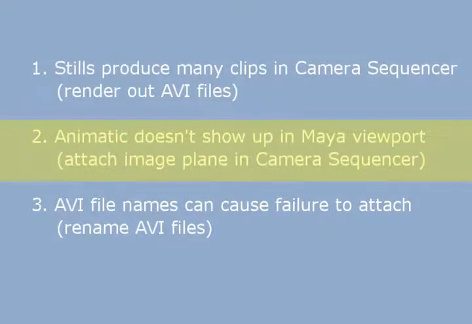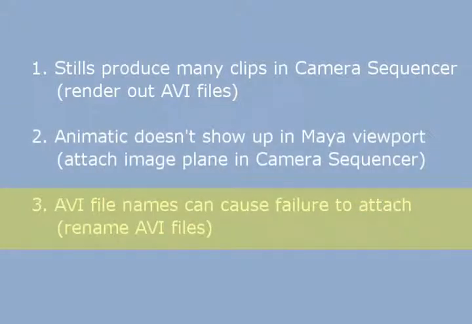Another one was that the animatic didn't show up in the Maya viewport, and the solution to that was to attach an image plane to each clip in the camera sequencer. And this is actually a bug, and Autodesk has logged it, so hopefully this workaround won't be necessary in the future. And the last one was that the default names that Vegas gave to the AVI files caused a failure to attach when I tried to do the attach image plane. And the solution to that was just to rename the AVI files.